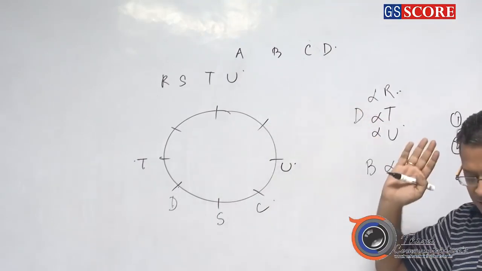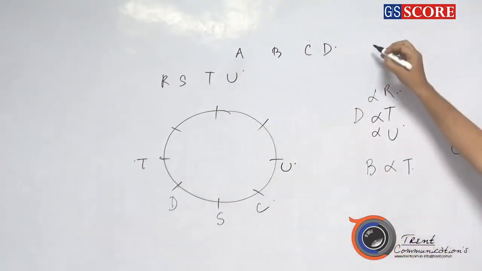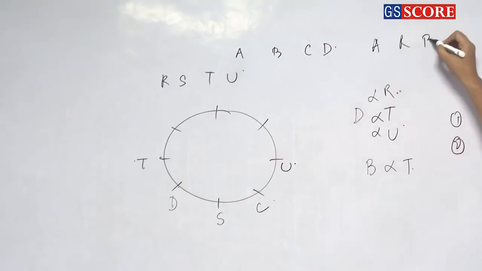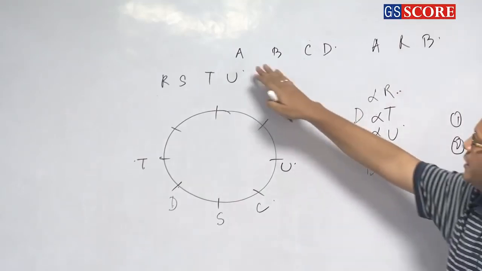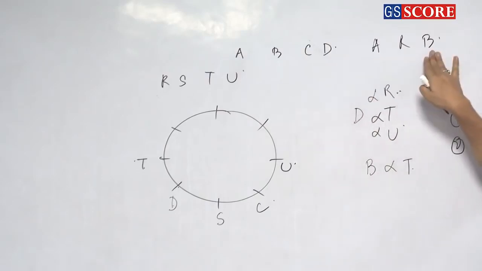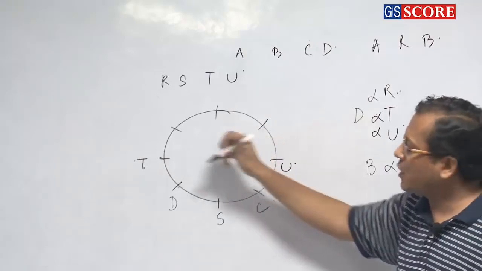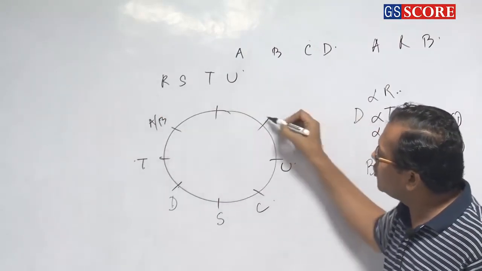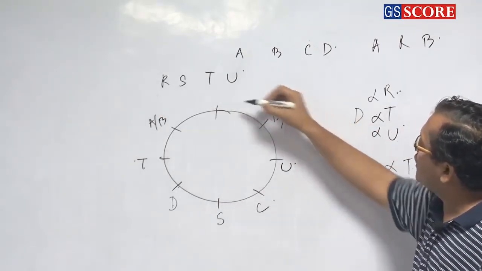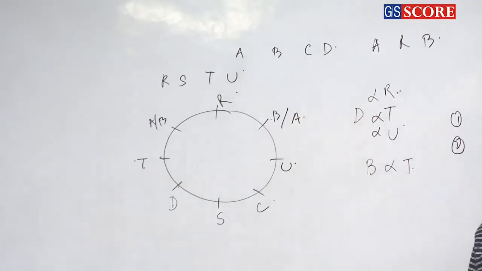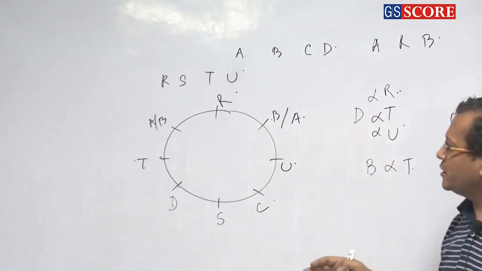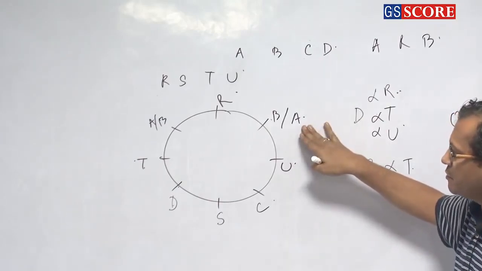And now what are the positions? A, R, B. These are the 3 positions left, of which A and B are females. So A and B have to be here and here. So either A here or B here, or B here or A here. R will be here. Okay. So R was not D's husband. So R must be B's husband.